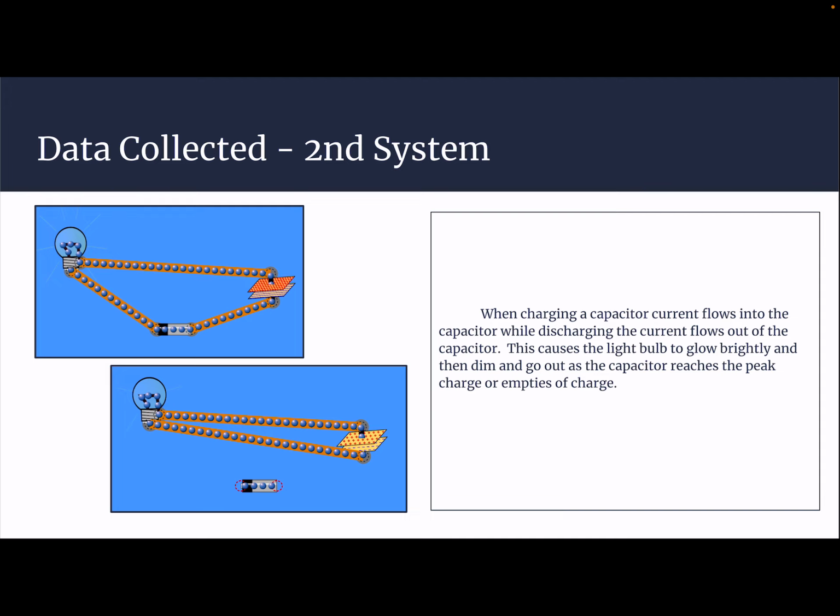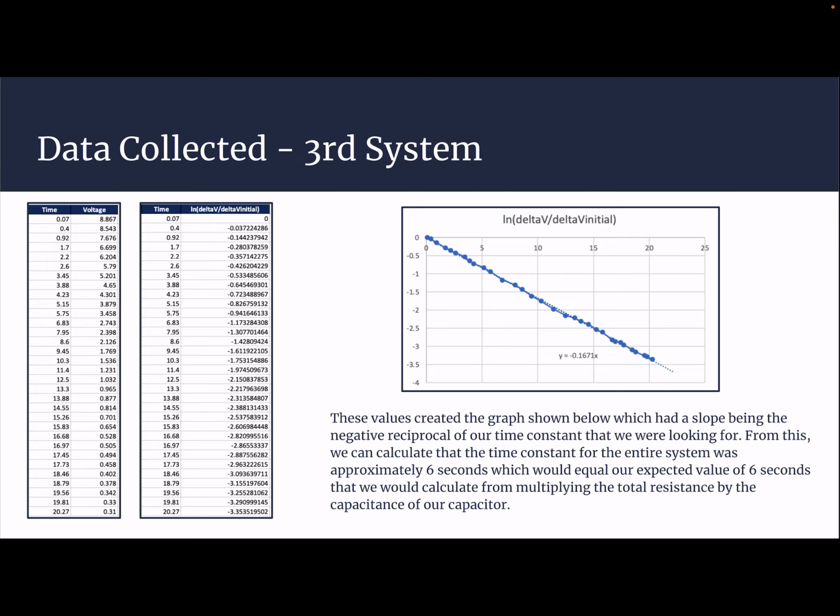Now we're going to transition and talk about our third system, the time-dependent voltage across the discharging capacitor in the RC circuit. This system consisted of a 9 volt battery, a 30 ohm light bulb, and a 0.2 farad capacitor. In this case, we paused the simulation and recorded values of the voltage of the capacitor as it discharged over time.